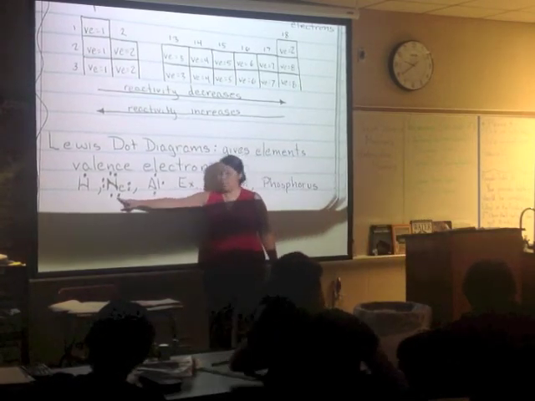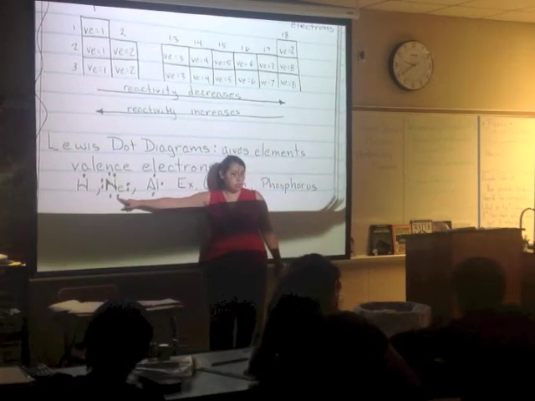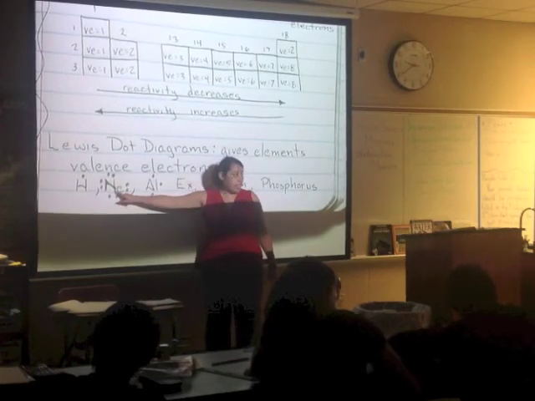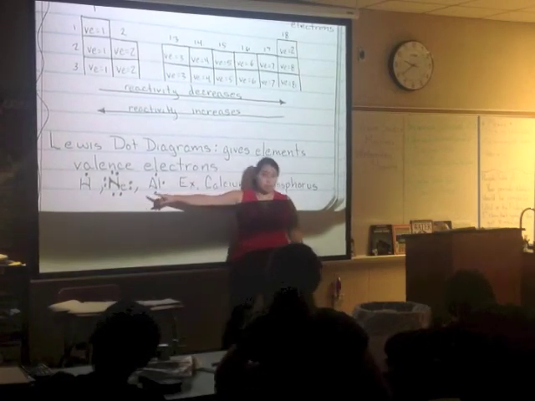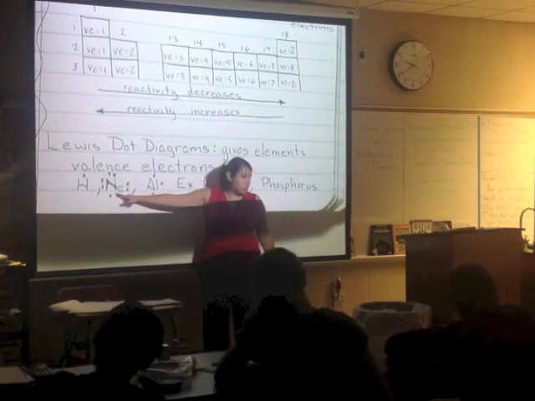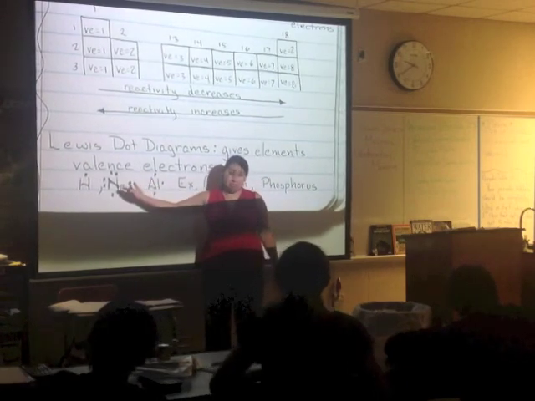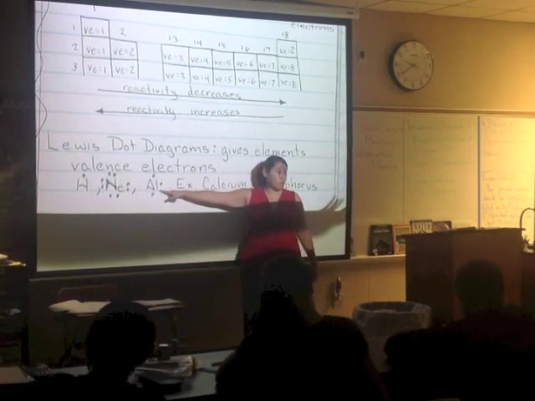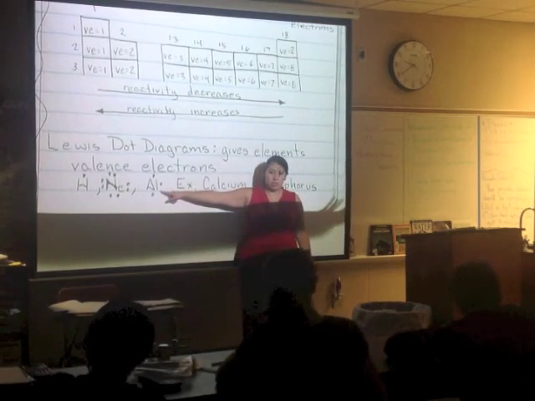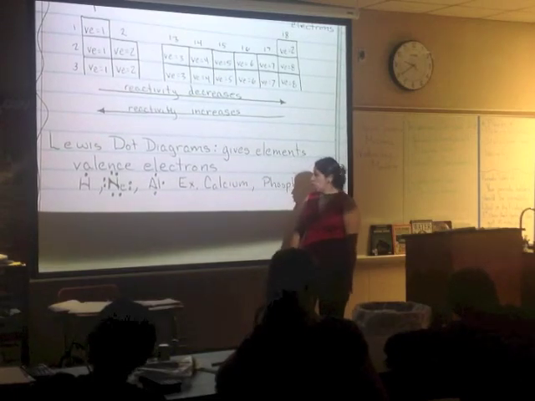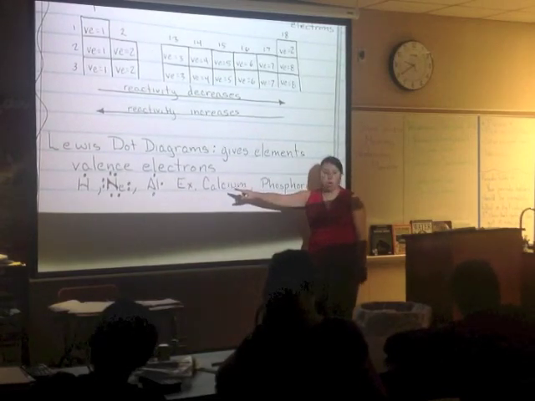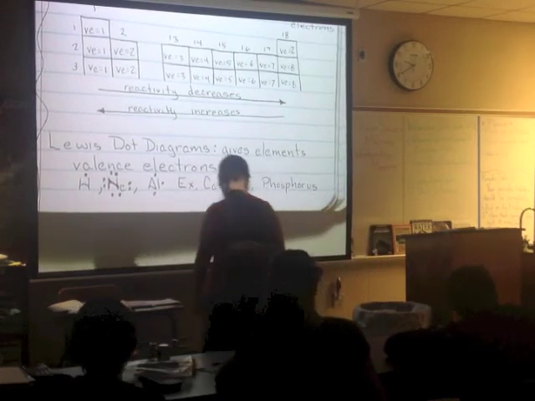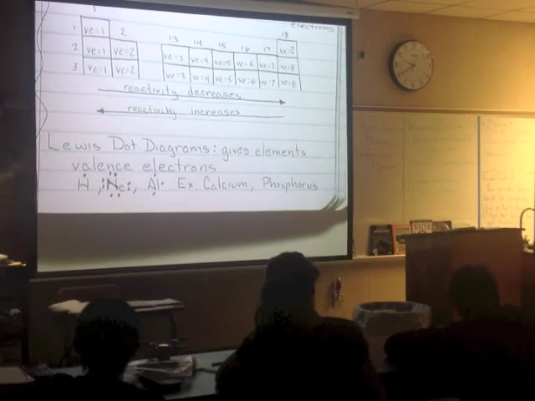So, neon has how many? 8. 1, 2, 3, 4, 5, 6, 7, 8. So if I give you this, you don't even have to look at the periodic table. Well, you do if you don't know the symbol. But other than that, you have the number of valence electrons, right? This is the symbol for aluminum. So how many valence electrons does it have? 3. Okay? So what I want you to do is draw me the Lewis dot diagram for calcium and phosphorus.